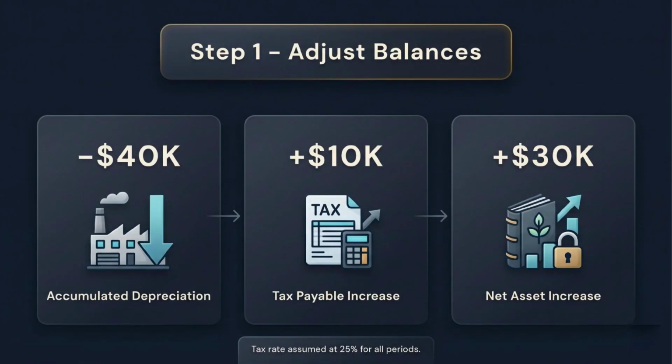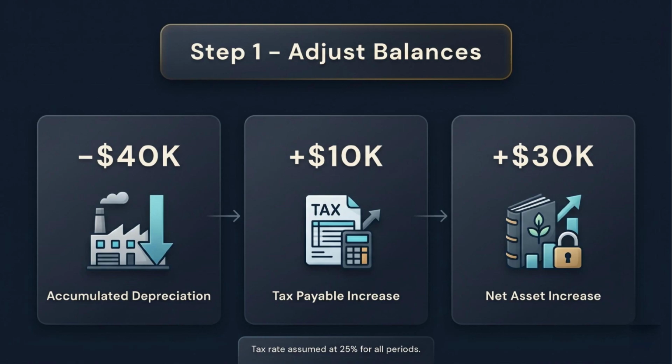Step 1 corrects the balance sheet effect of the 20x3 error at the start of 20x4. Depreciation was overstated by $40,000, so accumulated depreciation is too high by $40,000. To fix that, accumulated depreciation must be reduced, which increases the asset's net book value.